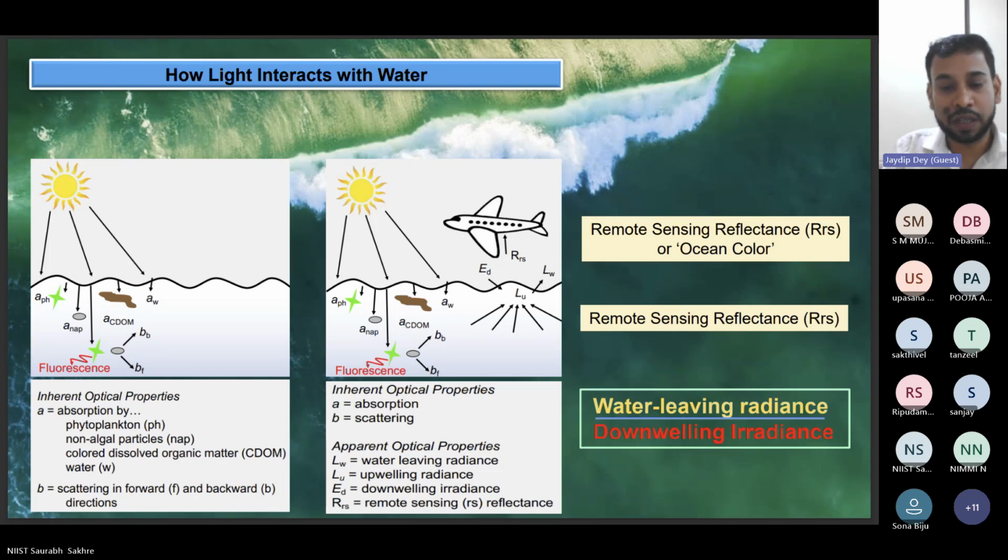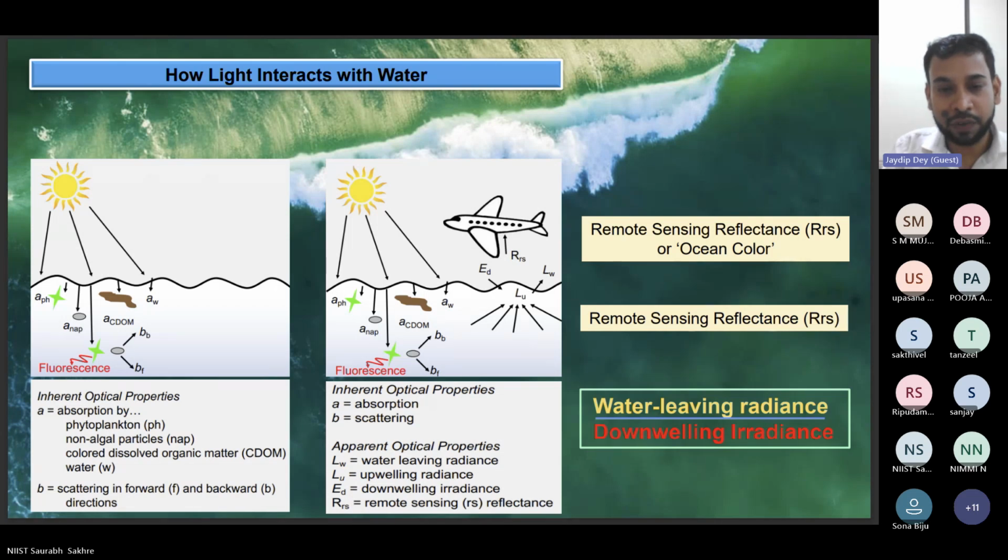So, what is water leaving radiance? When energy is interacting with different constituents in the water, and backscattering is going back to the sensor. Here it is an aircraft. We can collect this information through any remote sensing medium like satellites, UAVs, and aircraft. That energy is called upwelling irradiance.